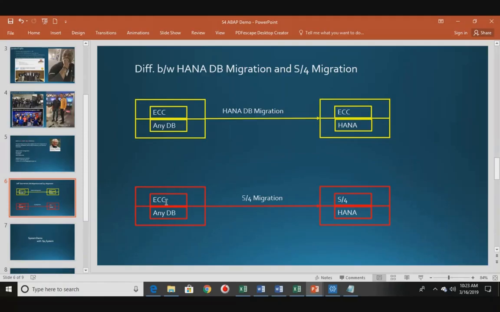So why did the rewriting have to happen? Because this DB architecture is different, the HANA architecture is different, and the HANA powerfulness is different. To get the best advantages from HANA, you should work in the S4 environment only.